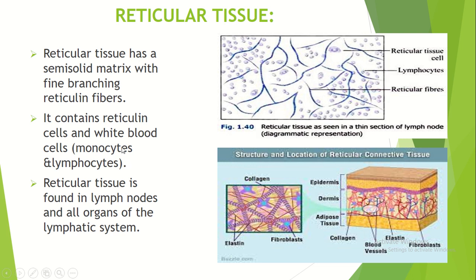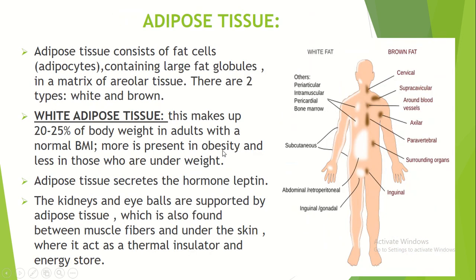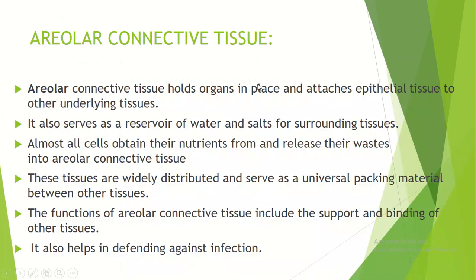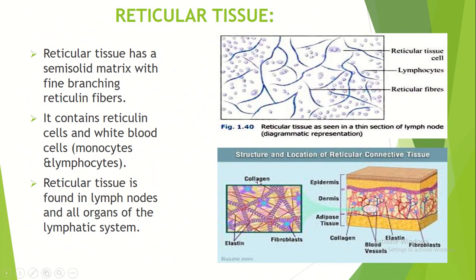So this reticular tissue helps in the protection against all the infections coming inside the body. It is mainly found in the lymph nodes, which are the drainage system of the body. The reticular tissue is present in all the organs of the lymphatic system. It consists of reticular cells, lymphocytes and reticular fibers. In the cells we saw about the reticular fibers, so these are the reticular fibers which are present.